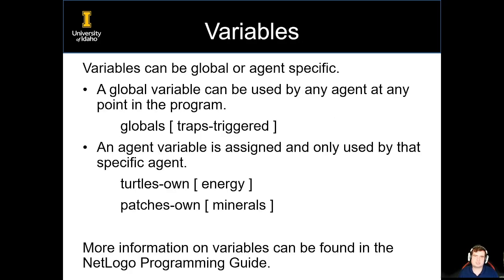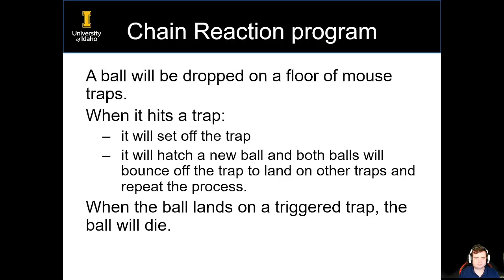So the next thing we're going to talk about is variables. Variables can be global or agent-specific. A global variable can be used by all of the agents at any point in time during the program. So globals, traps-triggered. We're going to use that here in a second. An agent variable is assigned to and only used by that specific agent. We've done this before with turtles-own and patches-own. So we can say that these different agents, remember, agents being turtles, patches, links, and the observer, this is very much agent-specific. And again, you can find more information on this in the programming guide. What we're going to be building today is a chain reaction program.